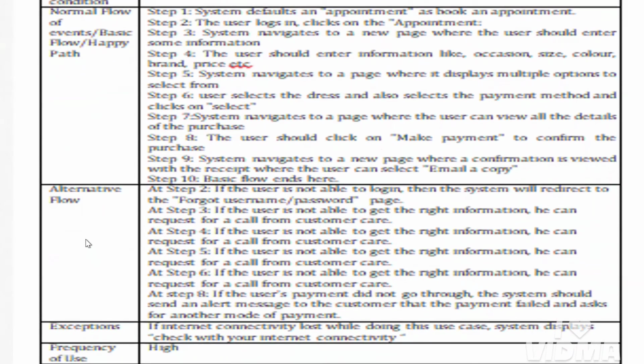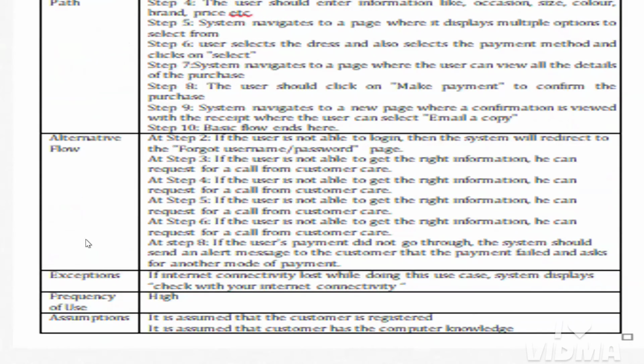The alternate flow is if we face any errors that we can fix while performing that particular action or accessing the functionality, what would be the alternate flow to access it. Exceptions are errors that we can't fix, from the system side or anything else, so we consider those in the exceptional flows. Then the frequency of use and assumptions for that functionality as well.